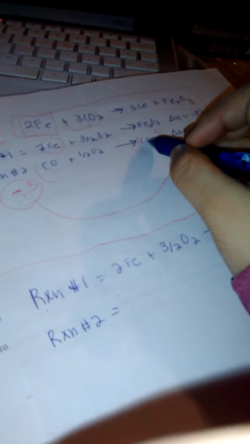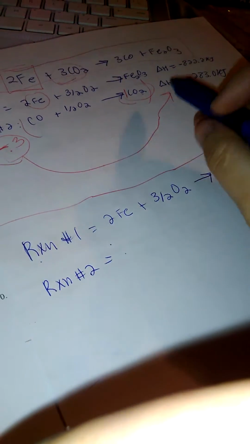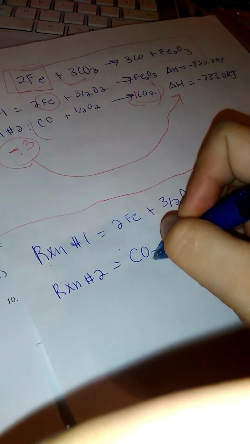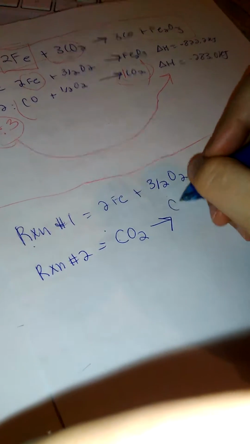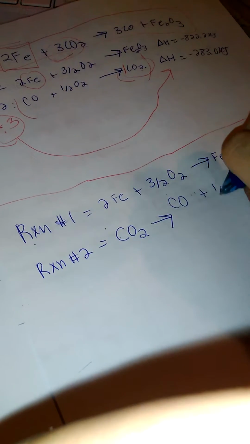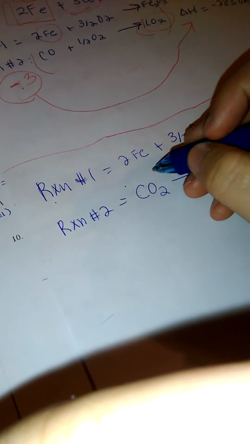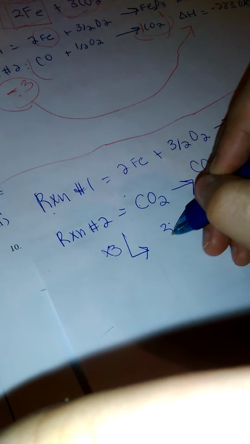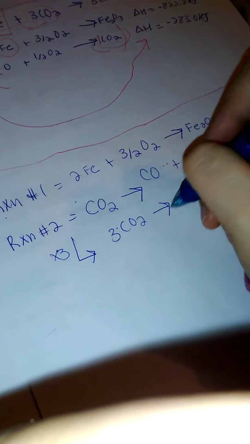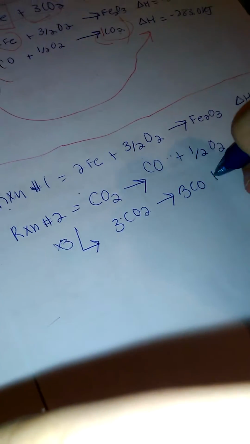First I will switch reactants and products. If here we have CO2 as a reactant, we will have it as a product, and here we will have it as a reactant. And then these will be your products: CO and O2. And now we'll multiply by 3. So 3 CO2, 3 CO, and 3 over 2 O2.